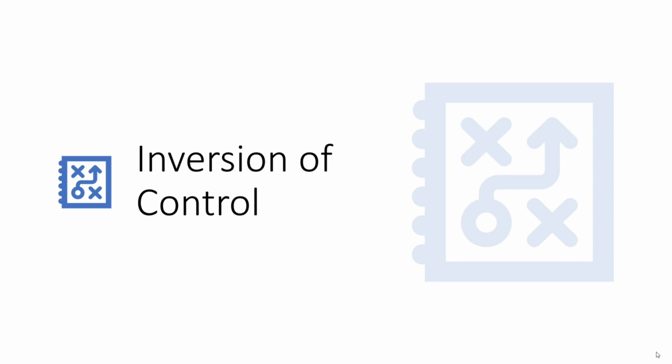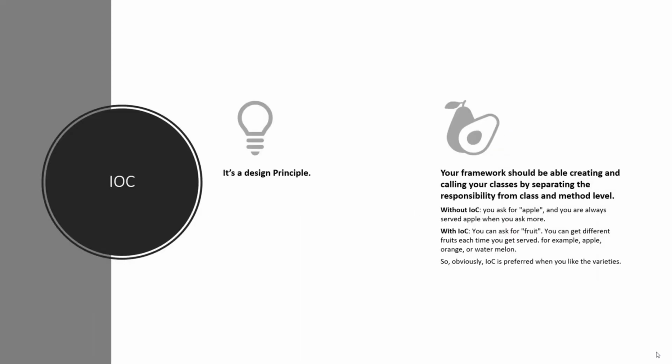So what is inversion of control? Inversion of control is a design principle. Your framework should be able to create and call your classes by separating the responsibility from class and method level.